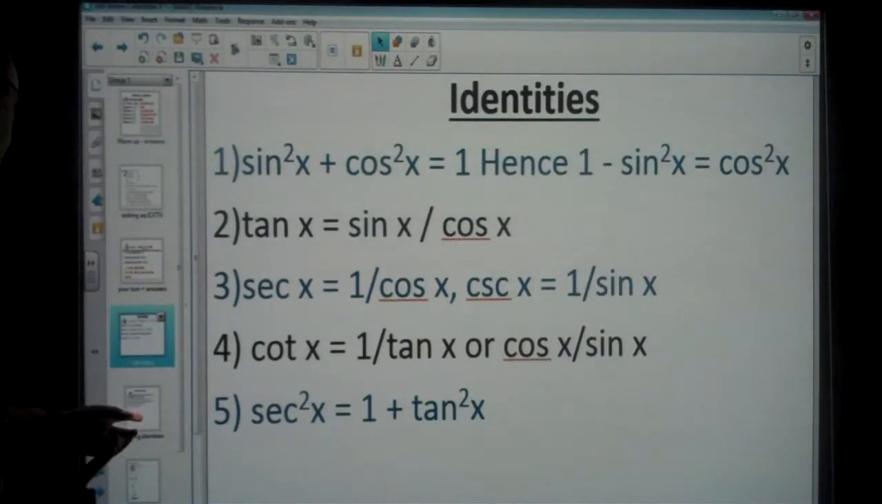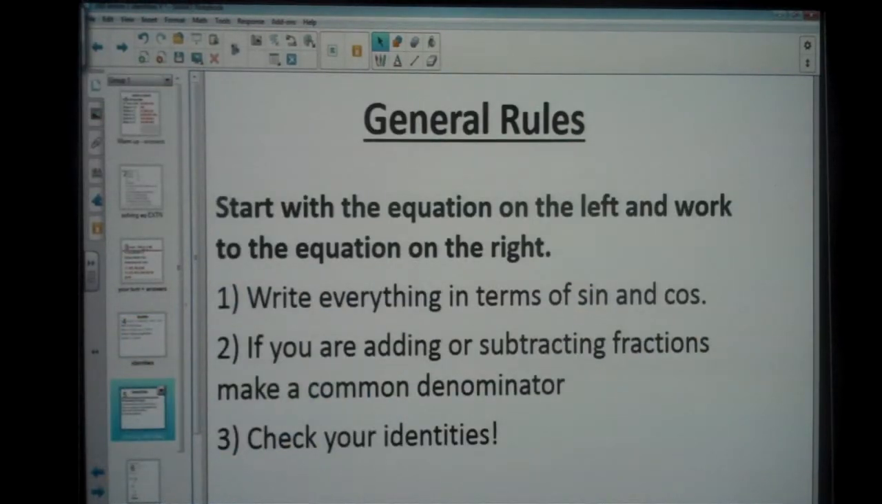Now, when it comes to proving identities, there's no real hard and fast rules for this, so these are the things that I try and work with to help me solve a problem. So I always start with the equation on the left and make sure I work to the equation on the right. You're not allowed to work the other way around. Now, we'll talk about a way we can get around that later, but for right now, let's start with the left and work to the right.